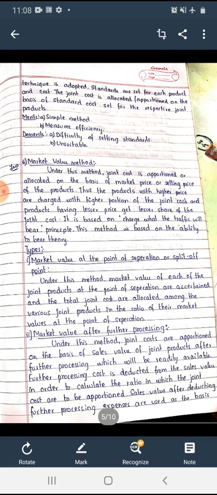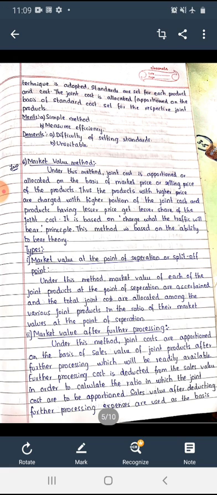Under this method, the cost at the separation point is ascertained, and on that basis we are dividing the joint cost. For example, suppose products X and Y are jointly produced in a factory. The values at the separation point are 200 and 240 respectively. Okay, 200 and 240, and the joint cost is 500, means 500 into 5 divided by 11. We are taking the proportion. This is the case under the market value at the split-off point, or at the point of separation.